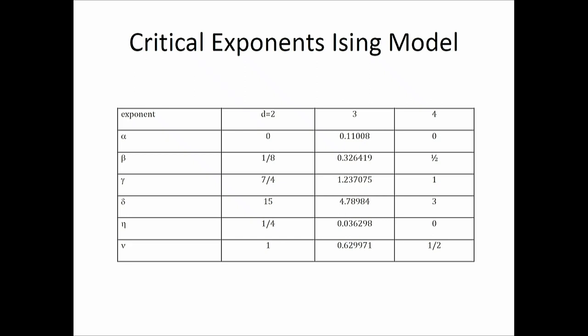I can also calculate critical exponents for the Ising model, and they are given in this table. There is an exact calculation in two dimensions. The 3D Ising model doesn't have an exact solution yet, so numerical simulations have produced exponents for the 3D Ising model. And in four dimensions, we believe that the Ising model is well approximated by mean field theory, so these are the exponents of the mean field theory approach to the Ising model.